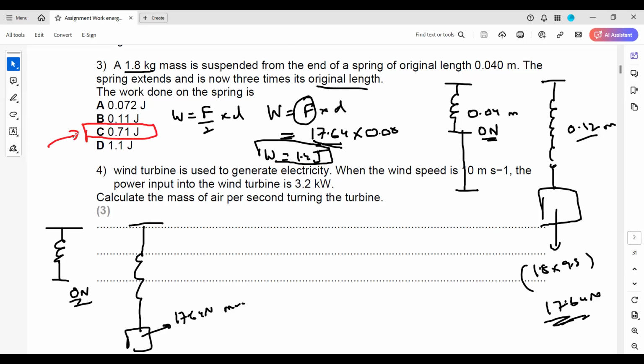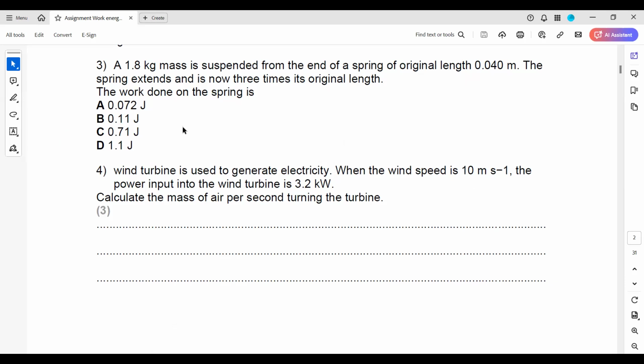You may not be able to understand this concept clearly now, because work done by the spring, or work done on the spring, is our next topic. In detail, I will explain why we took an average force, and why not the force which is applied.